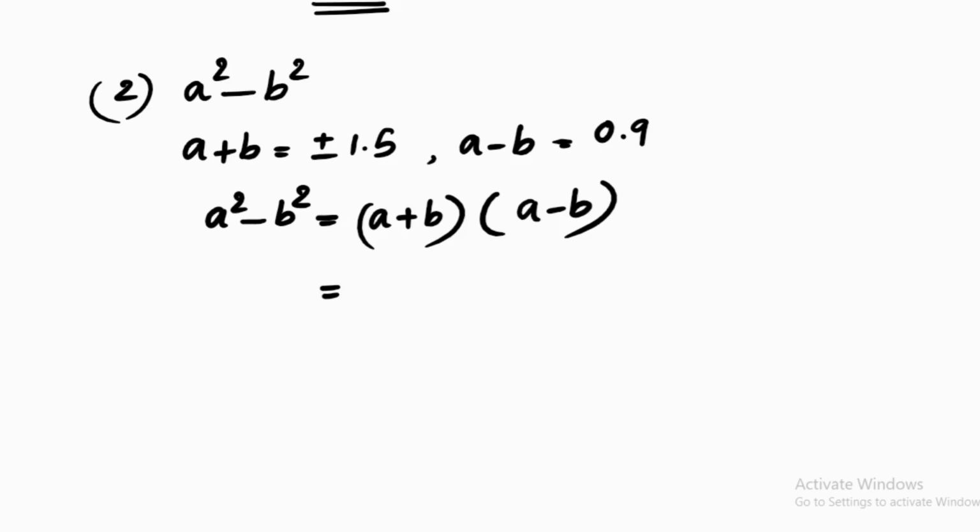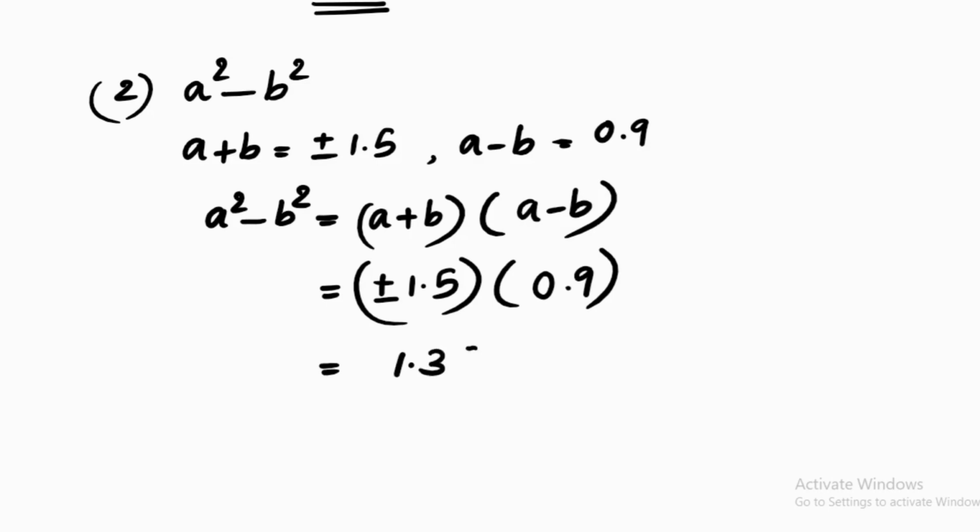A plus b equal to plus or minus 1.5 into, what is a minus b? It is 0.9. Now multiply both, you will get 1.35. Plus or minus is also there, right? Don't forget this plus or minus. So the final answer will be plus or minus 1.35.